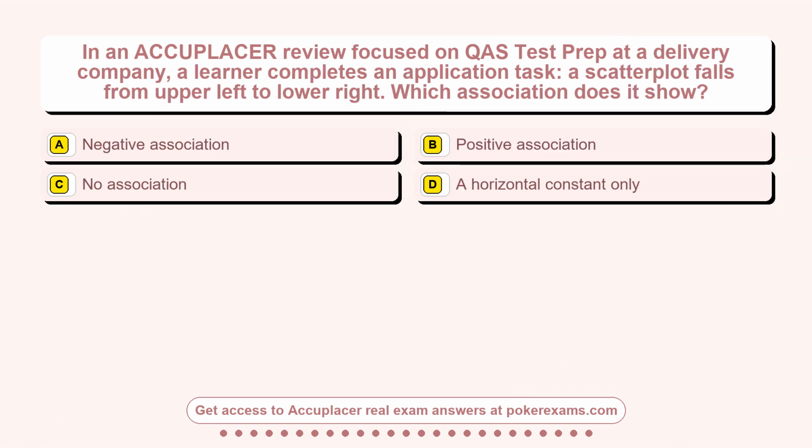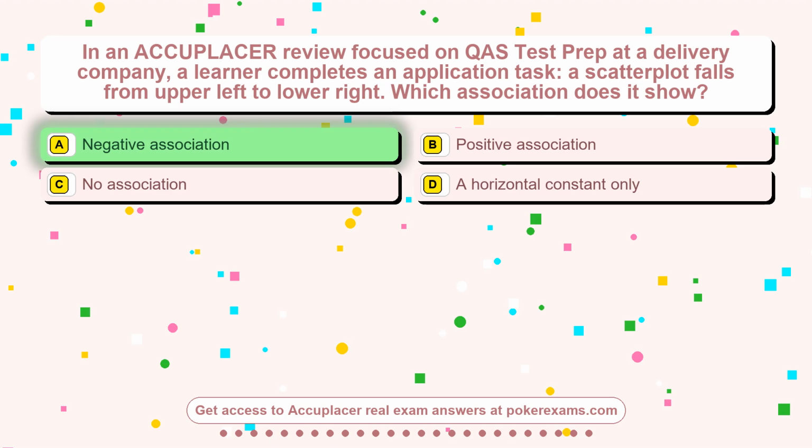Question 7. In an Accuplacer review focused on Quest Test Prep at a delivery company, a learner completes an application task. A scatter plot falls from upper left to lower right. Which association does it show? Option A, negative association. Option B, positive association. Option C, no association. Option D, a horizontal constant only. The correct answer is option A, negative association.